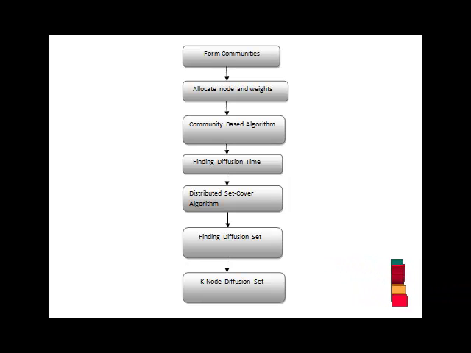The distributed set cover algorithm, the approximation algorithm and the community-based algorithm are centralized and require global information of the network. The pairwise expected diffusion time is required for the approximation algorithm and the community structure is required for the community-based algorithm. However, such information might not be available or might cost too much in some scenarios, such as a mobile social network constructed from opportunistic node contacts. Then we find the diffusion set from the two communities, then find the k-node diffusion set from the overall community sets.